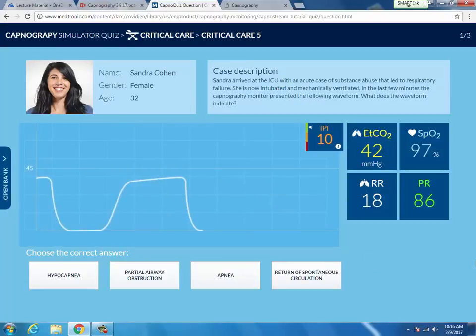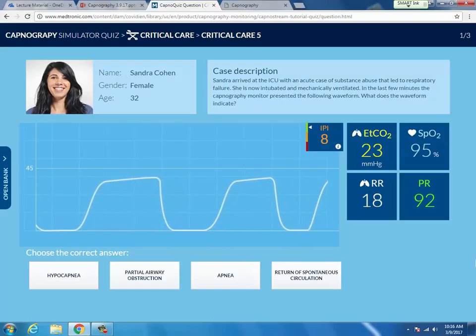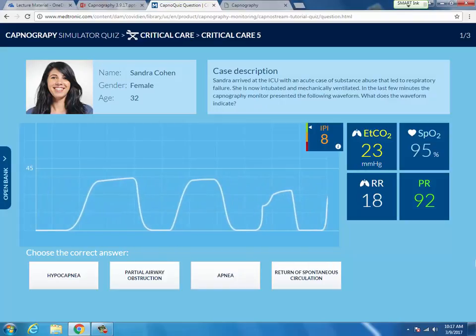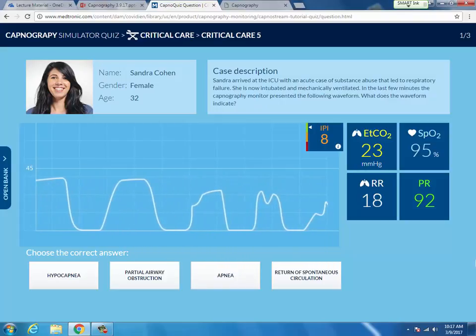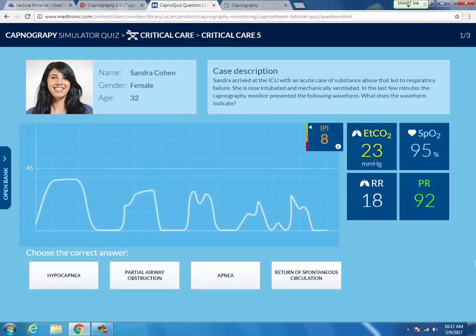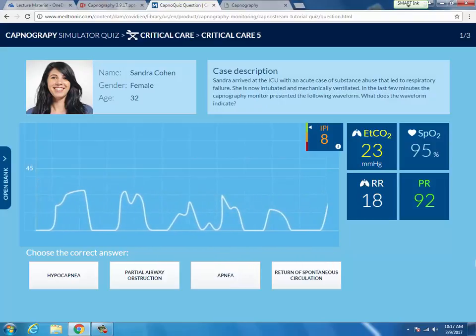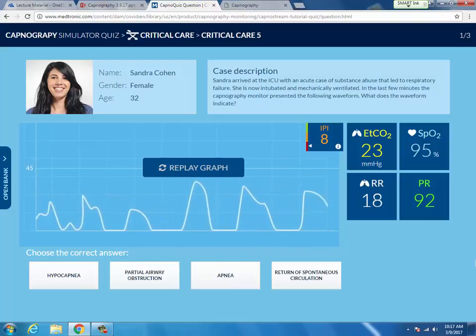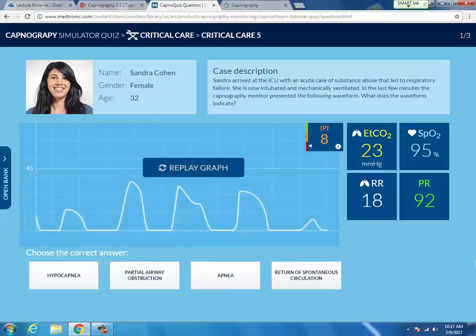Sandra arrived at the ICU with an acute case of substance abuse that led to respiratory failure. She is now intubated and mechanically ventilated. In the last few minutes, the capnography monitor presented the following waveform. What does the waveform indicate? All right, she's mechanically intubated. ETCO2 is 23, SpO2 is 95, respiratory rate 18, and her pulse rate is 92.